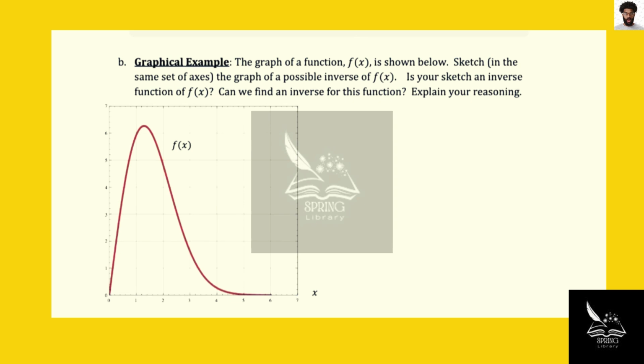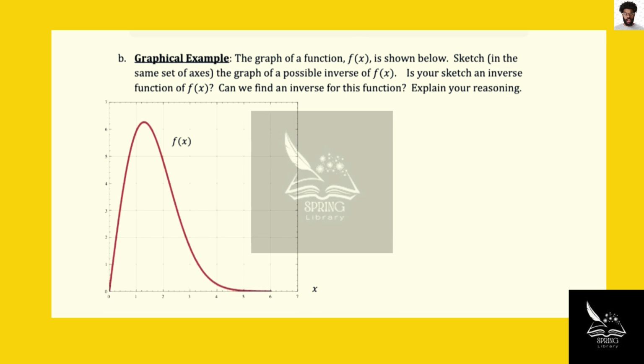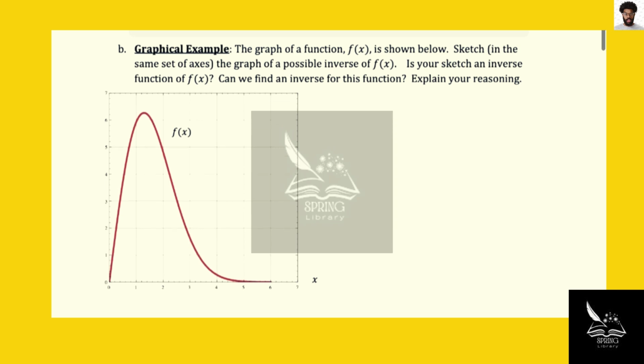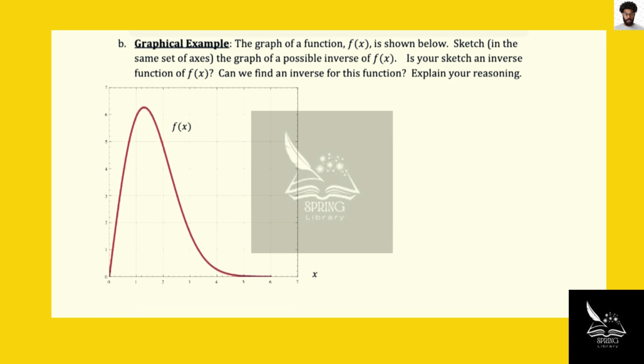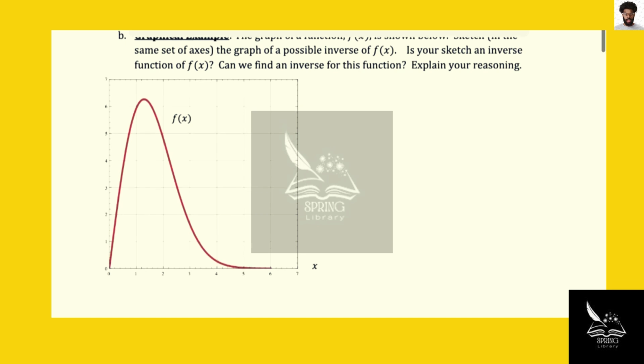The graph of a function is given. Sketch in the same set of axes the graph of the possible inverse of f. Is your sketch of an inverse a function? Can we find the inverse for this function? So what I would do is pick points that are somewhat easy to read.